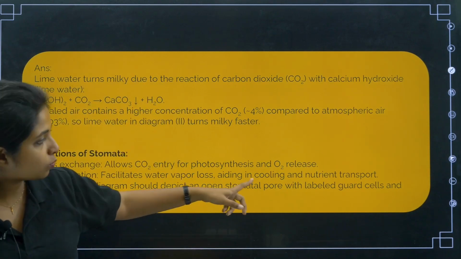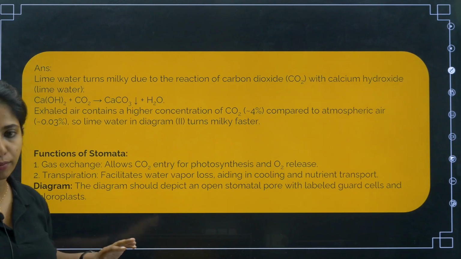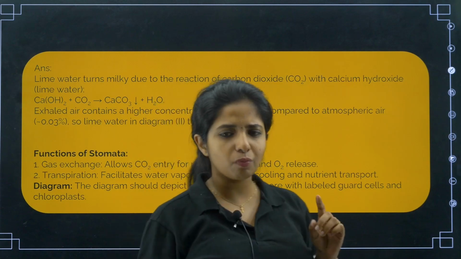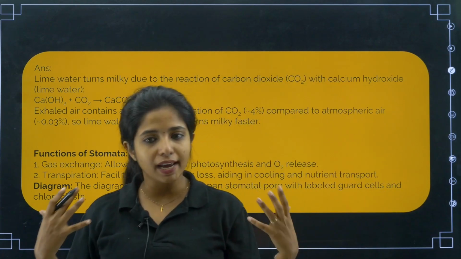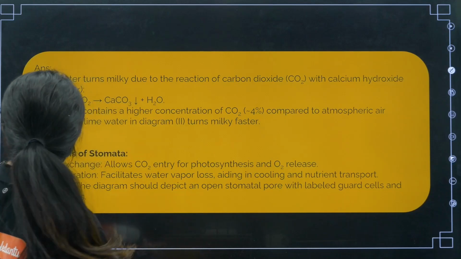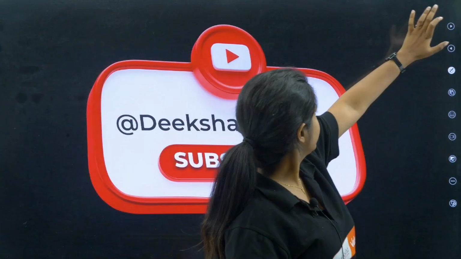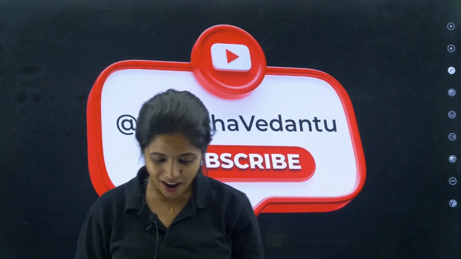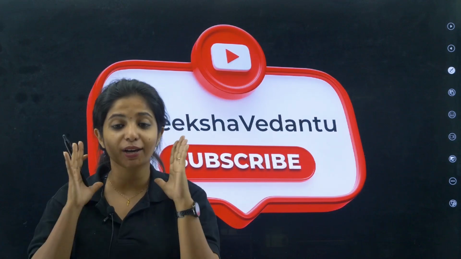Diagram: it should depict an open stomata with labeled guard cells and chloroplast. At least that should be there in the diagram. Always remember, guard cells have a bigger vacuole for storing ions and stuff like that. So with this, we are completing all the questions of this particular question paper.